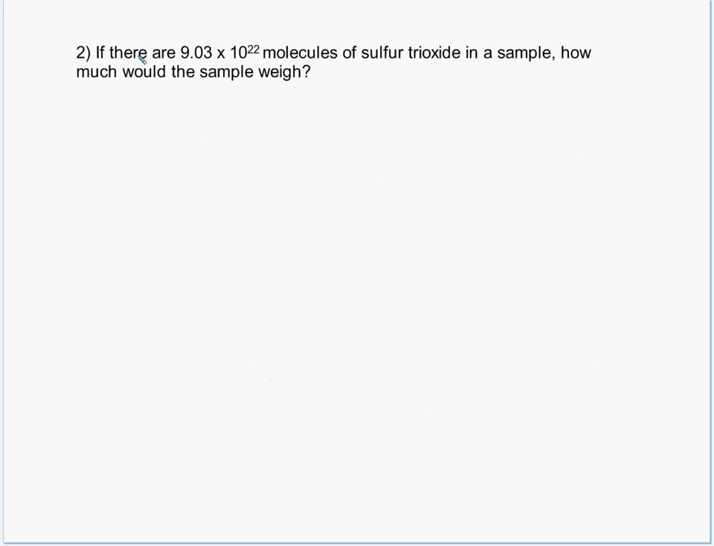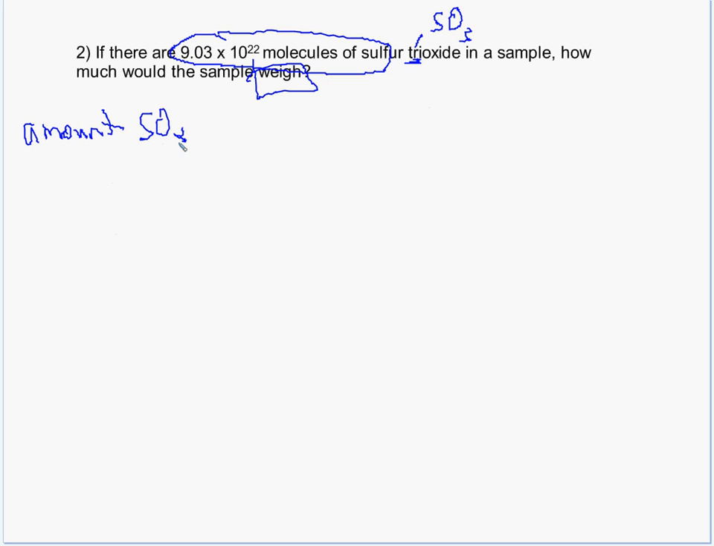Number 2, if there are 9.03 times 10 to the 22 molecules of sulfur trioxide in a sample, how much would the sample weigh? So it's giving us the molecules, and it's asking us the weight. So it's giving us the amount of sulfur trioxide. Let's get the formula. This is covalent. There's no prefix for sulfur, so it's just S. And then oxide is oxygen, but there's a prefix of tri, which means 3. So the amount of SO3, and then it's asking us the weight, so mass of SO3.